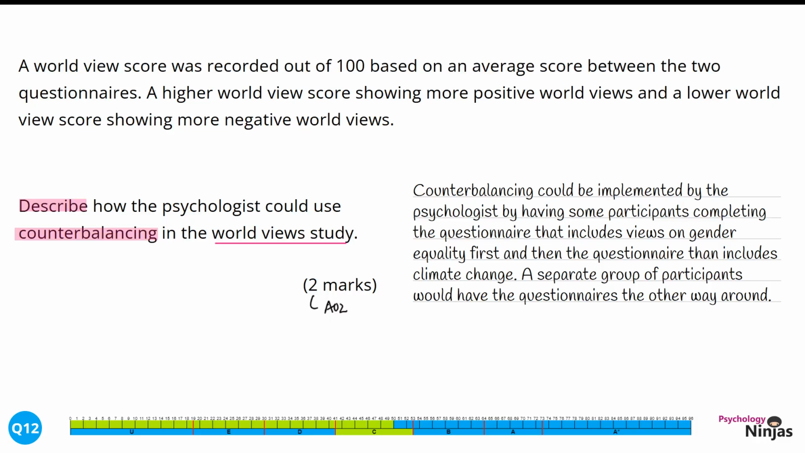Our understanding of counterbalancing is demonstrated in our application of this idea of ABBA, that some participants would have condition A or complete the questionnaire first, and then a different questionnaire second, and a separate group of participants would have this the other way round. We've linked this back into the context of the STEM by saying that some participants would complete the questionnaire on gender equality and then climate change. So we've got 2 different links into the STEM.